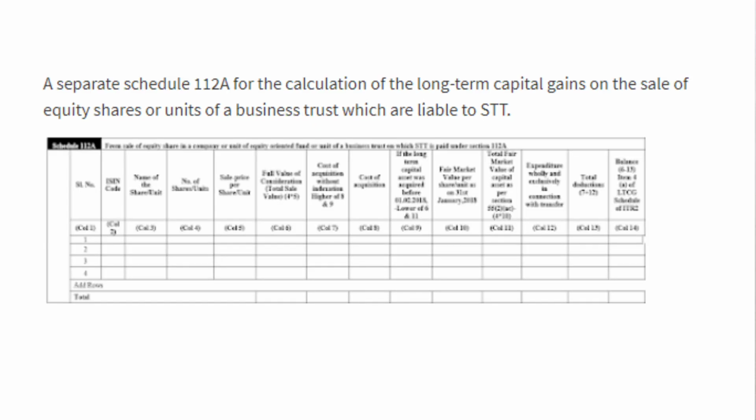Next, a separate schedule is added, Schedule 112A, for the purpose of calculating long-term capital gains in case of grandfathered capital gains. These are for the shares which were bought before 31st January, or up to 31st January 2018, and the gains of the same were grandfathered. In such a case, a person needs to have the fair market value in hand as of 31st January 2018. So for this purpose, the person has to fill in this schedule to arrive at the correct long-term capital gains from listed shares or listed equity-oriented mutual funds.